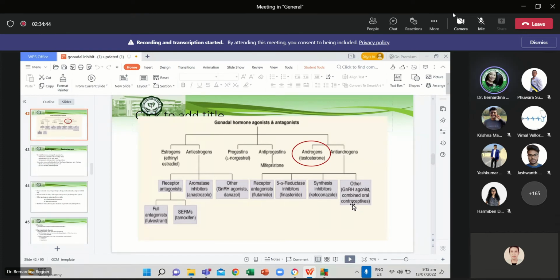Okay, so where are we now? We have finished with estrogens and anti-estrogens, progestins and anti-progestins. Where are we now? Androgens and anti-androgens. I hope we have not slipped there, no?